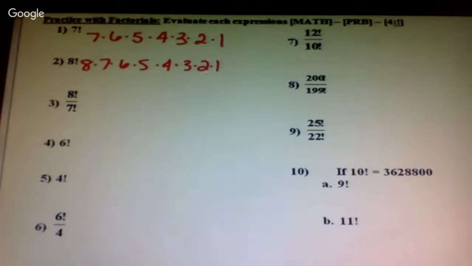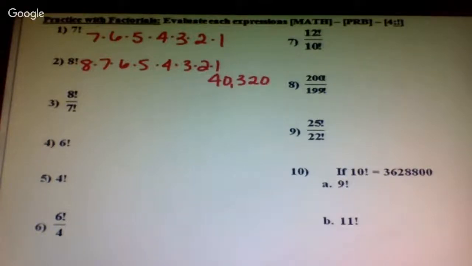If you want to find the actual answer for that though, type in 8 on your calculator. Hit math. Scroll over to probability. Number 4 is your factorial button. Choose that and then hit enter. 40,320 is your answer.